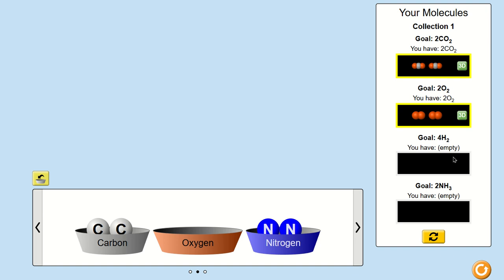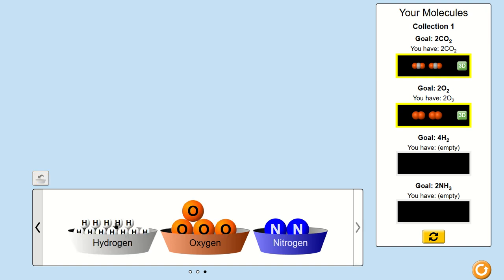And now we move down to 4H2. Well, I know that H2 all by itself is molecular hydrogen, but 4H2 is 4 times that. So if in one molecular hydrogen I only have 2 hydrogen atoms, if I multiply that by 4, that means I'm going to have a grand total of 8 hydrogen atoms in 4H2. So let's go ahead and put it together.